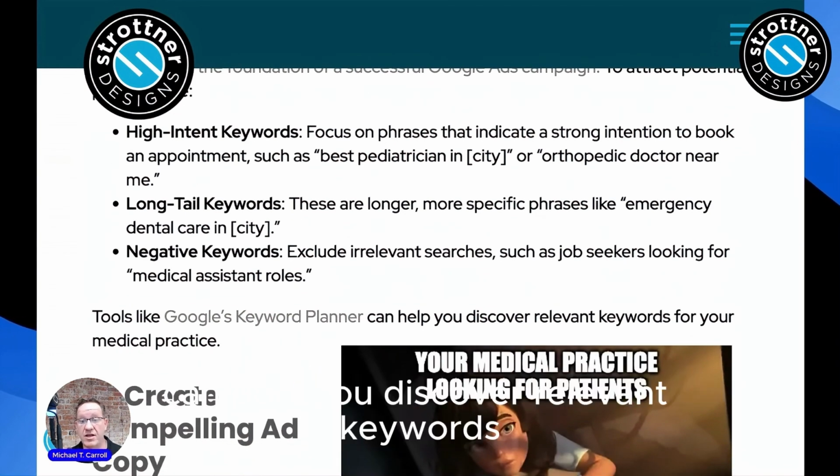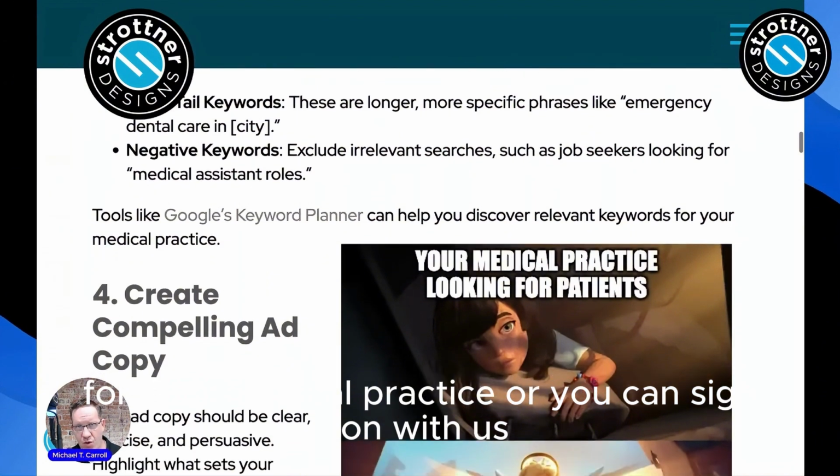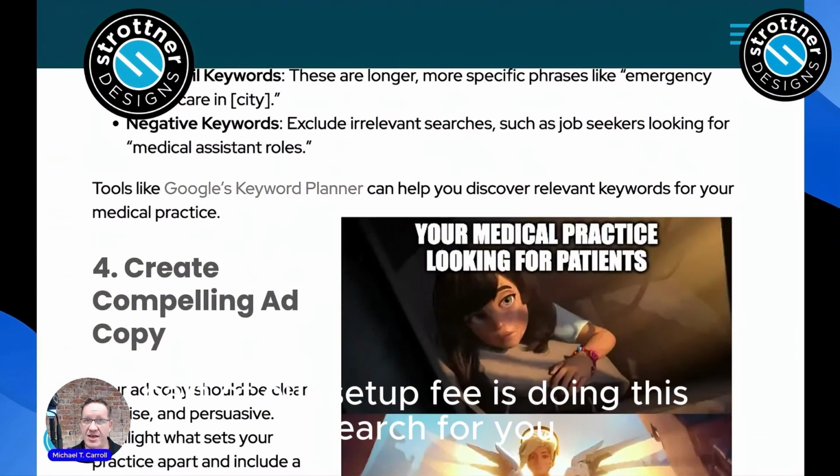Tools like Google's Keyword Planner can help you discover relevant keywords for your medical practice, or you can sign on with us. Part of our setup fee is doing this research for you.